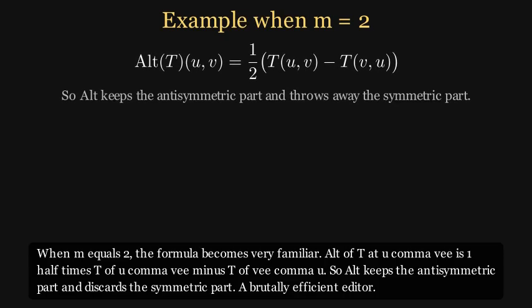When m equals 2, the formula becomes very familiar. Alt of t at u, v is 1/2 times t of u, v minus t of v, u. So alt keeps the antisymmetric part and discards the symmetric part. A brutally efficient editor.